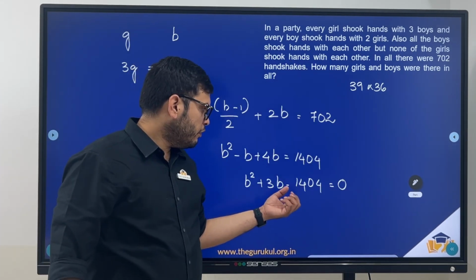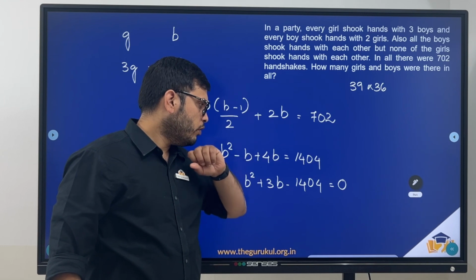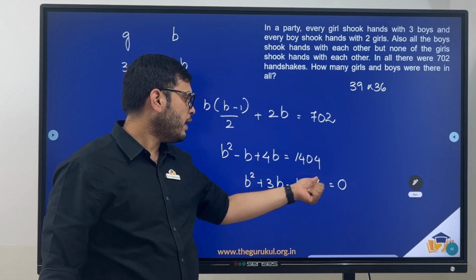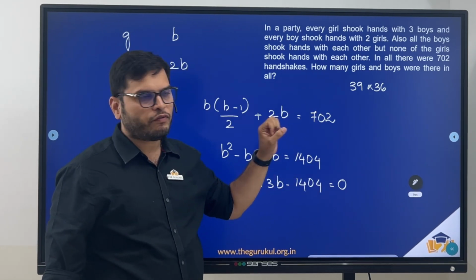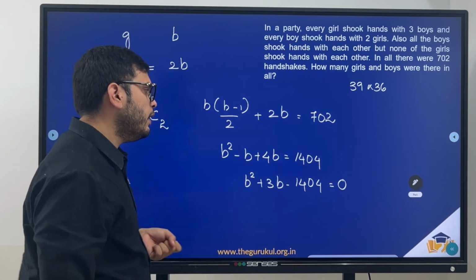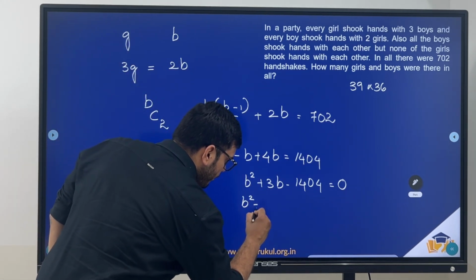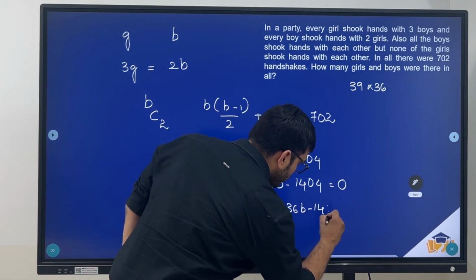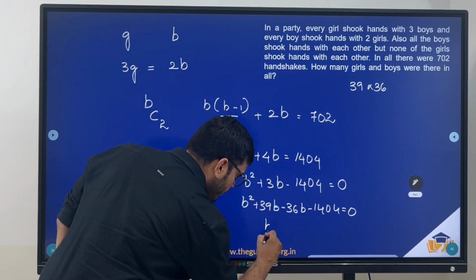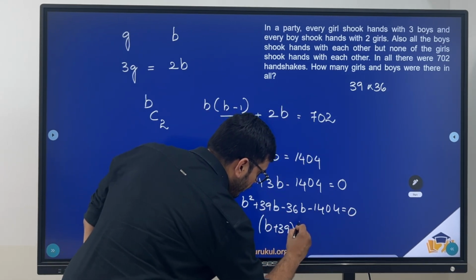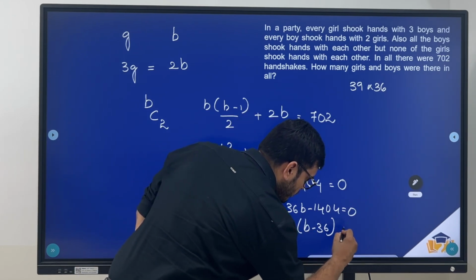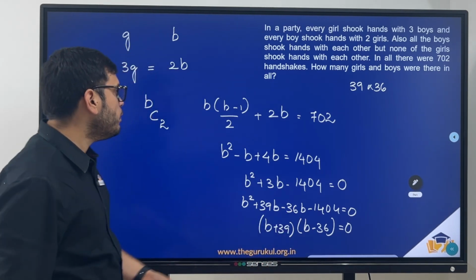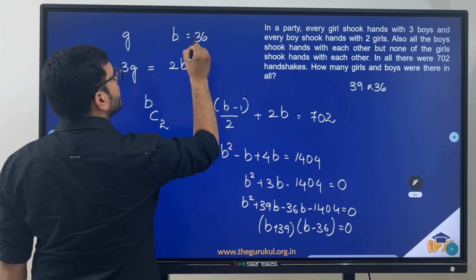Because the perfect square close to 1404 is 1600. So these two numbers with a difference of 3 should be close to 40s, right? And should end with 4. So 9 into 6 is 54. So I guess the number should be 39 and 36. So B square plus 39B minus 36B minus 1404 is equal to 0. Now I can write this as B plus 39 into B minus 36. Now this is equal to 0. Now B has to be minus 39 or 36. Minus 39 is not possible. So there are 36 boys.